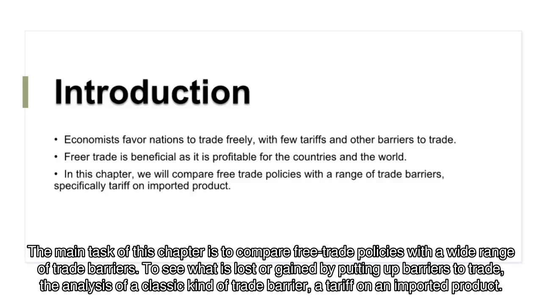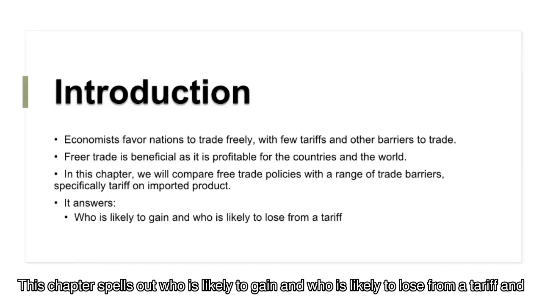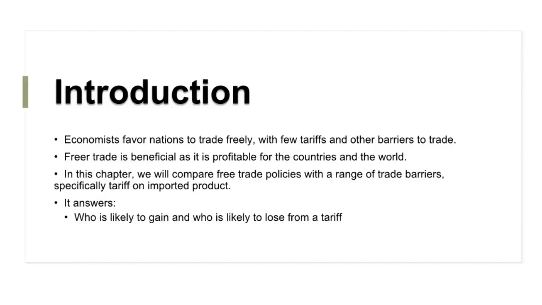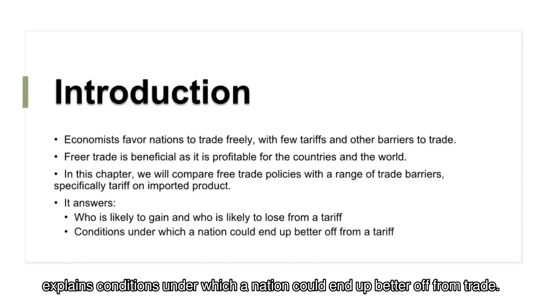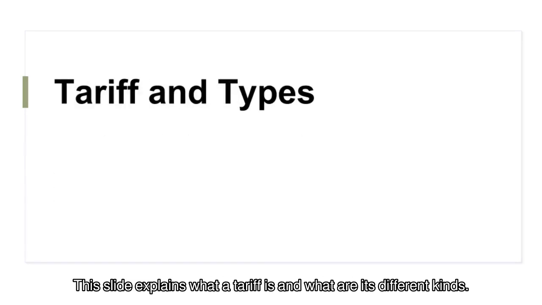To see what is lost or gained by putting up barriers to trade, the analysis of a classic kind of trade barrier, a tariff on an imported product. This chapter spells out who is likely to gain and who is likely to lose from a tariff and explains conditions under which a nation could end up better off from trade. This slide explains what a tariff is and what are its different kinds.